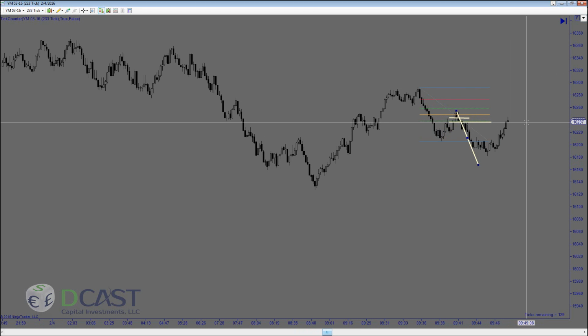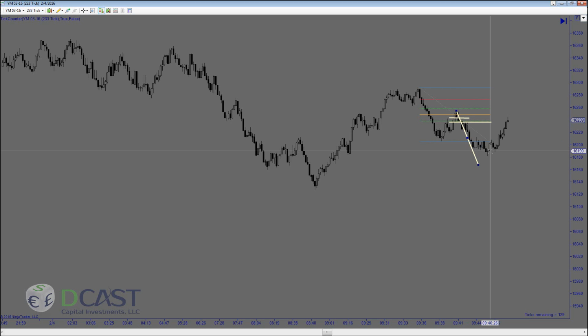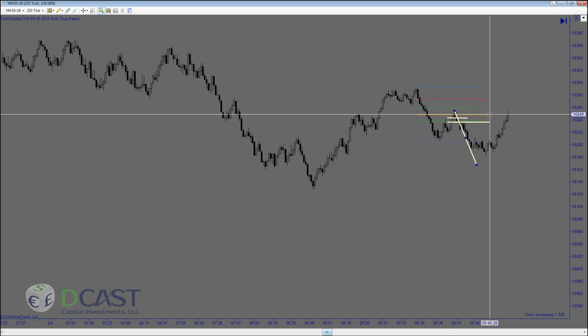And I'm going to be taken out, and that's fine. Do I have an opportunity to get in again? Yes. Has price spoken to me and told me it wants to head back down? Yes. Do I want to see price respect this zone? Yes.